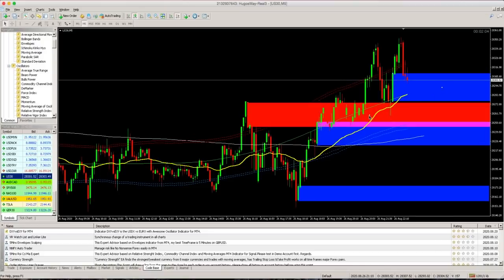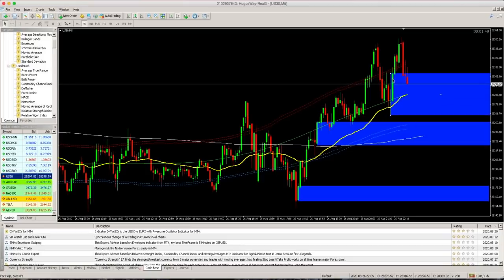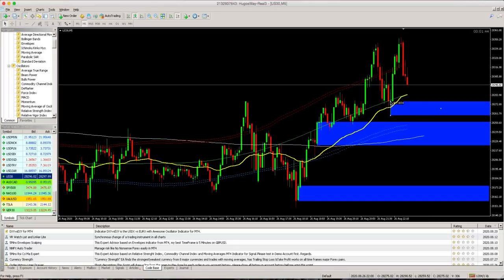In reality, this is not even the zone. I'm sorry. Let me take away this zone. You guys get the point. Let me remove this zone. Actually, the move started here. Let me drag this down, which makes it even better. The move started here all the way down to here. So this will be your strong support zone. Okay, that'll be your strong support zone.